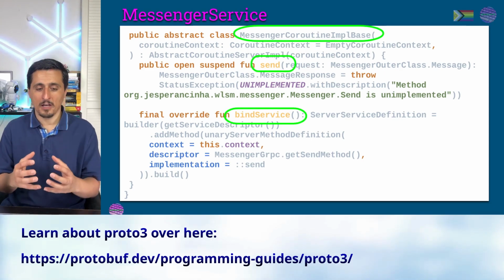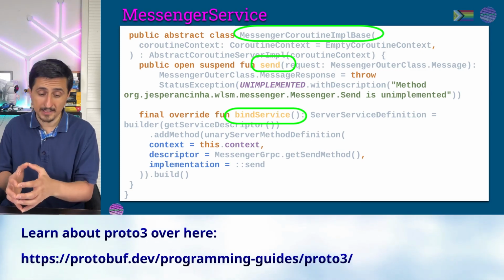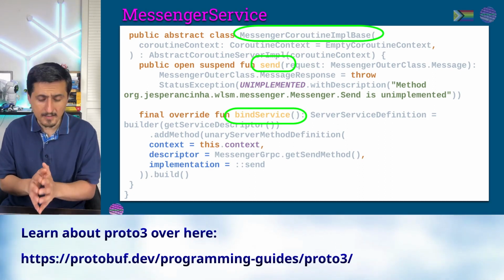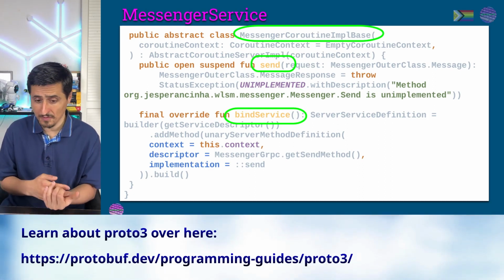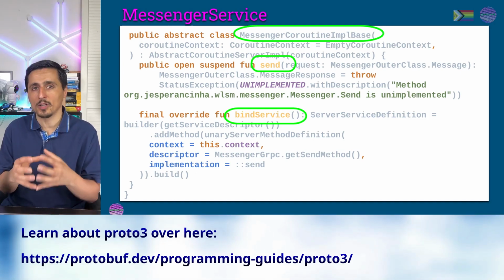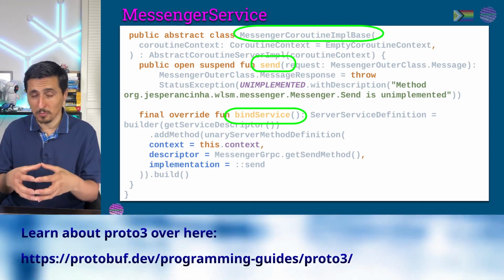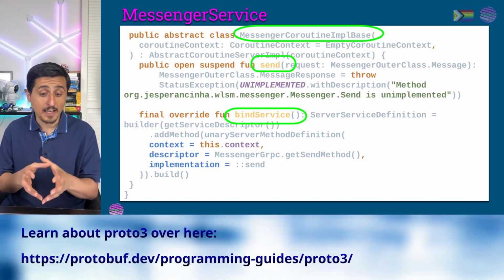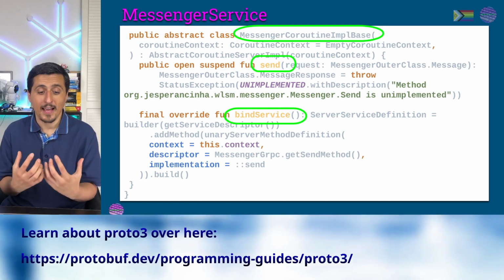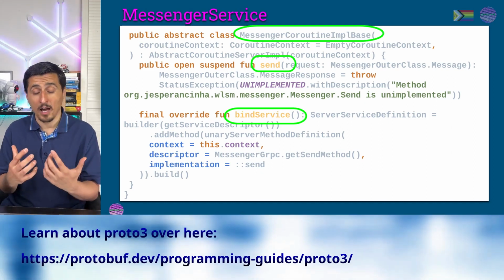So let's see, we have an abstract class, MessengerCoroutineImplBase, with two important methods, send and bindService. Send is what we want to implement for our service, and bindService is something interesting to have a look at because this is what allows the service to start via an executable jar file. The send method needs to be implemented because this is exactly what our service is going to do. And in our abstract class, we already have a warning that the method is unimplemented.